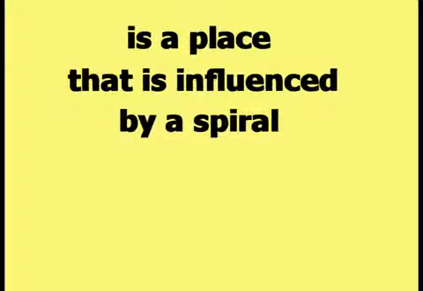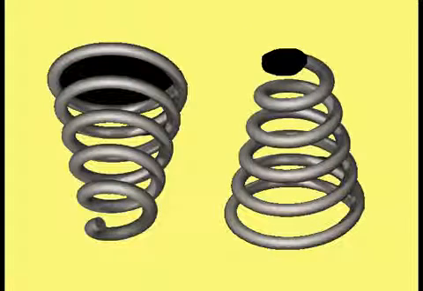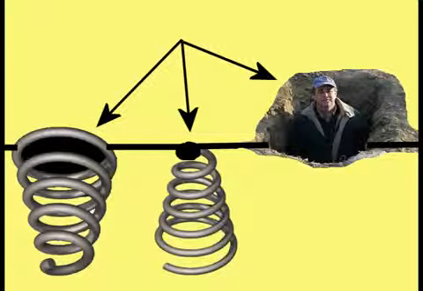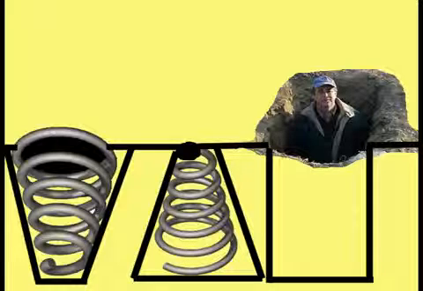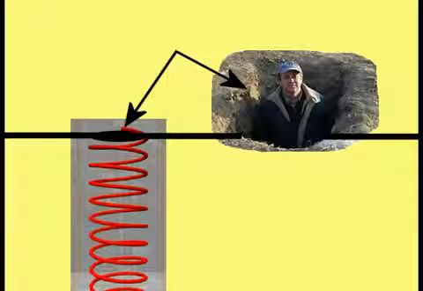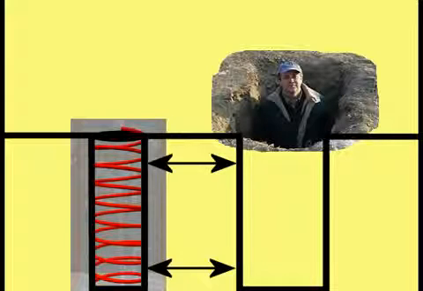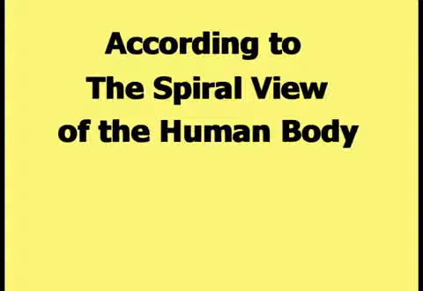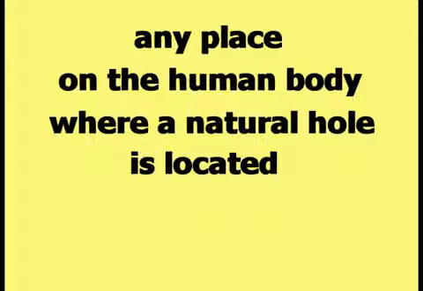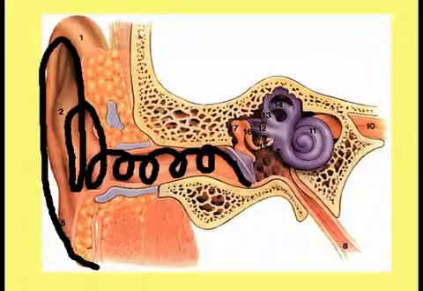If the ends of a changing diameter three-dimensional spiral are colored black, they look like the mouth of a hole, with the rest of the spiral looking like the actual hole. If the end of a uniform diameter spiral is colored black, it also looks like the mouth of a hole, with the rest of the spiral looking like the actual hole. According to the spiral view of the human body, any place on the human body where a natural hole is located, such as the nostrils, the ears, or the mouth, is a place that is influenced by a spiral.